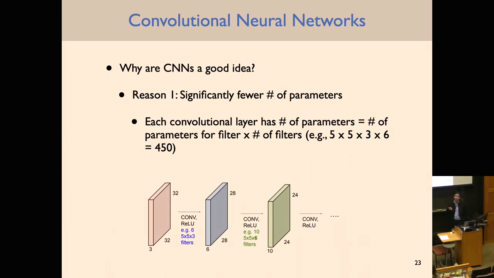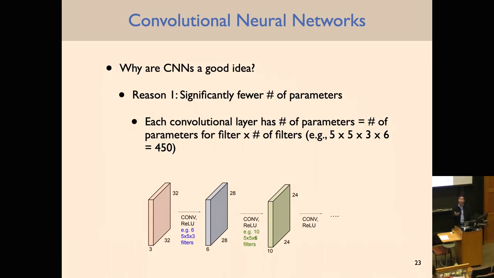The things we're going to learn are the filters, the kernels with which we do the convolutions. Each convolutional layer has a number of parameters equal to the number of elements of the filter. The first filter we did was 5 by 5 by 3, and we have 6 of them, that's only 450 parameters. Sorry, each kernel was 5 by 5 by 3, and I said we have 6 of them. That's where the times 6 at the end comes from.